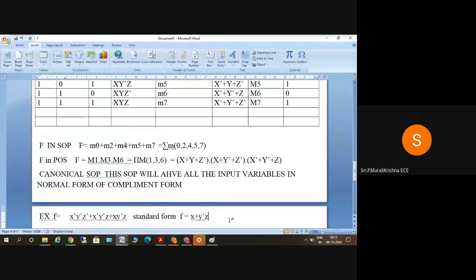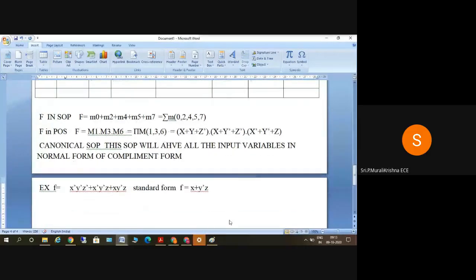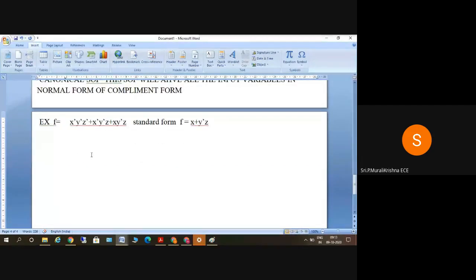Yes, sir. Okay, so those are 2 forms here. We'll see 1 or 2 problems and you'll understand those things. So how do we convert the standard form into canonical form? Okay, so take down this problem.